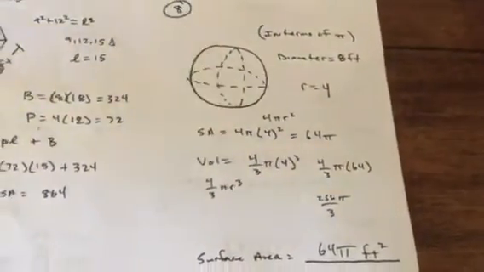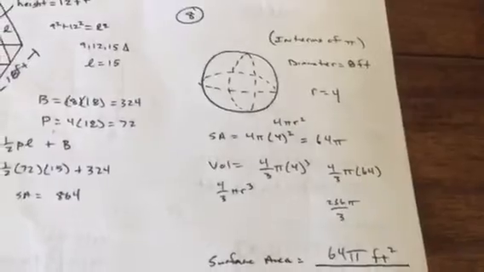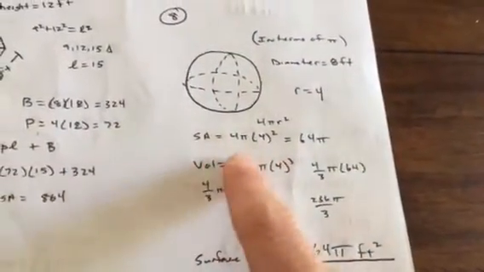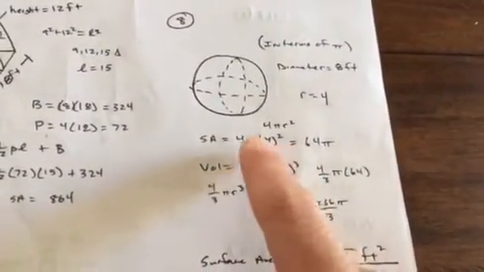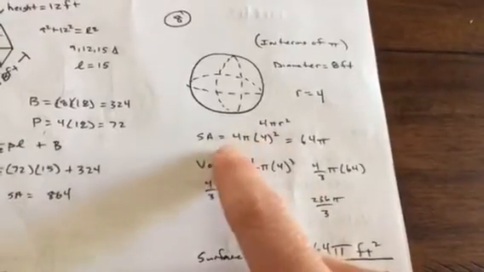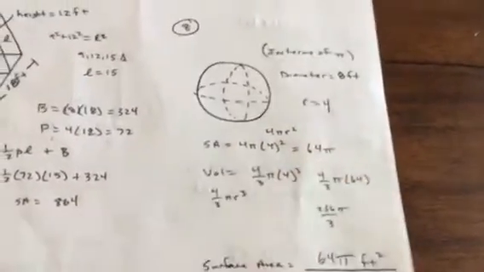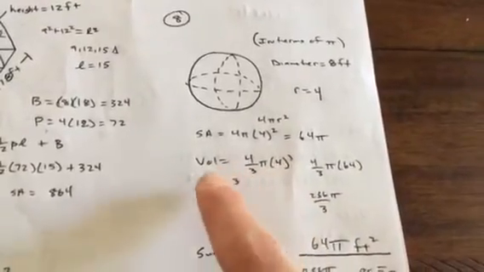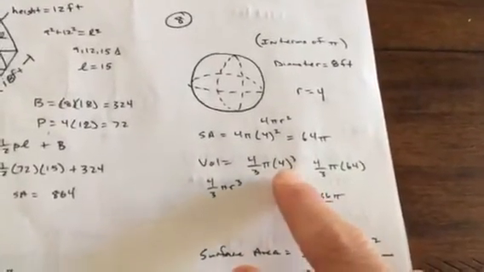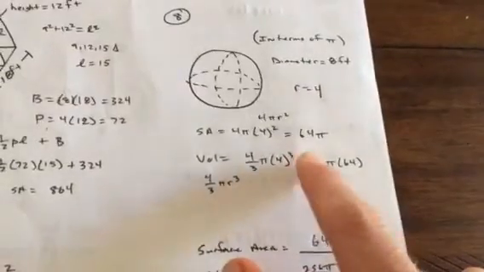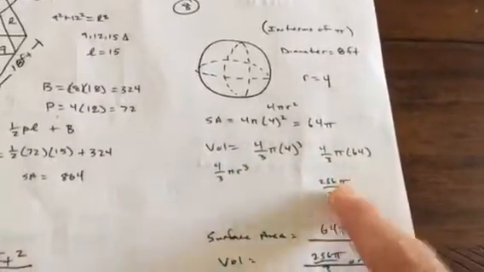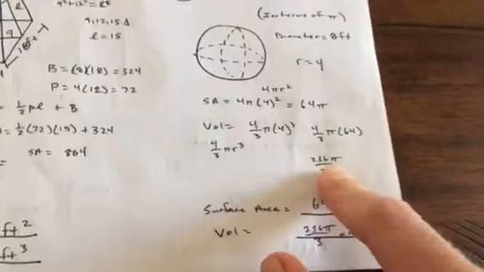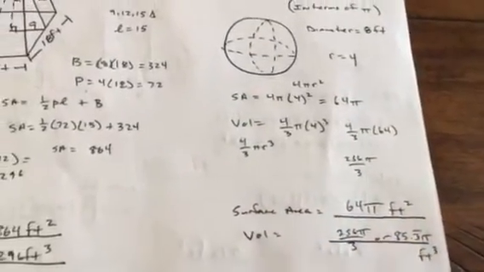Cube, very easy. I have to give you the diameter or the radius. If the diameter is 8, the radius is 4. Surface area is 4 pi r squared. So take 4 squared and multiply it by 4. That's 64. Attach pi. 4/3 times pi r cubed is volume. When you do 4/3, it's 64. Multiply it by 4, divide it by 3.